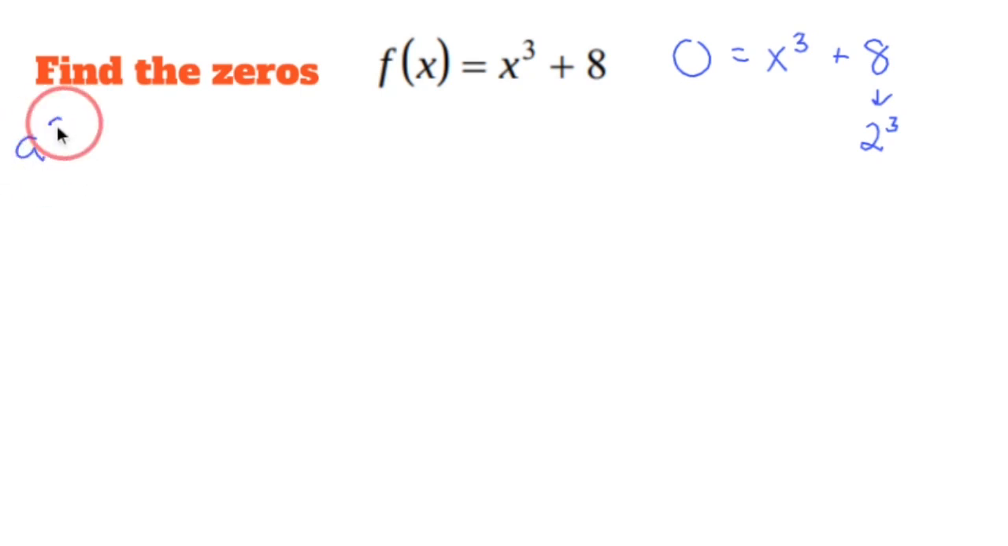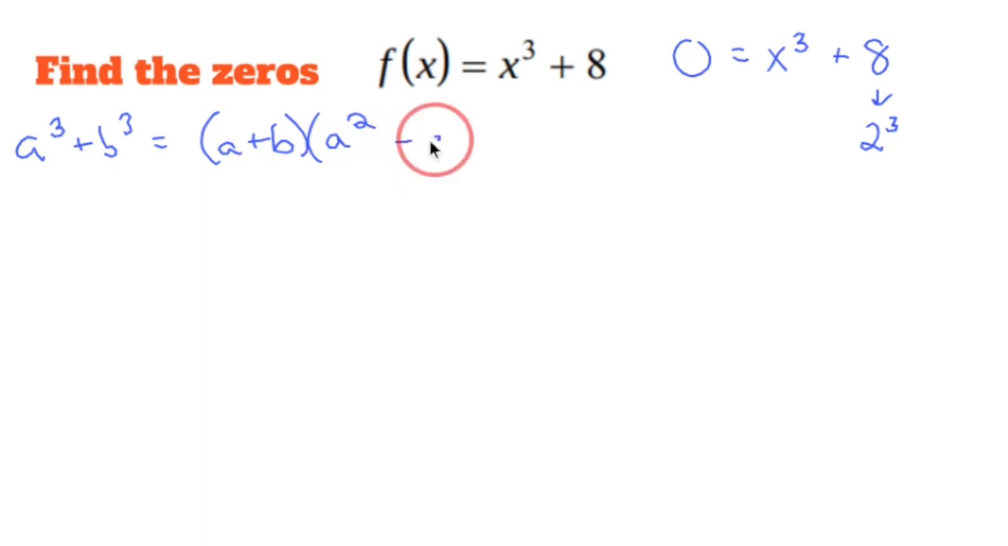Let's just say you have a cubed plus b cubed. That's going to be the same thing as a plus b times the quantity a squared minus ab plus b squared.